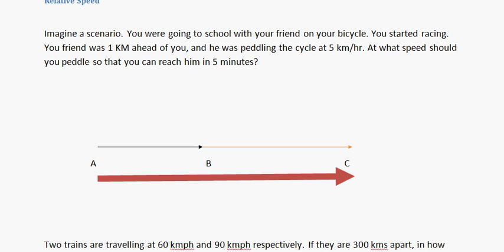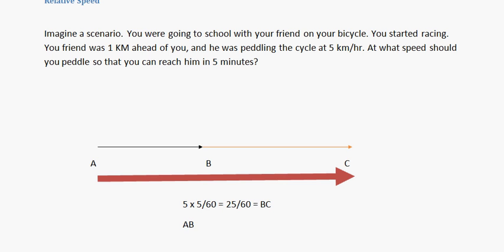Now let's say you catch up with him in 5 minutes. What is the distance which is traveled by him in 5 minutes? It would be 5 into 5 by 60. This would be the distance which is traveled by him in these 5 minutes, which is 25 by 60. So this is equal to BC, and AB we know is 1 kilometer. So what you have to travel is AC, which is equal to 1 plus 25 by 60, which is equal to 85 by 60.